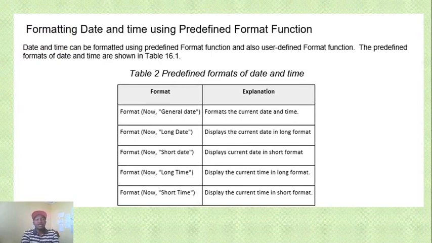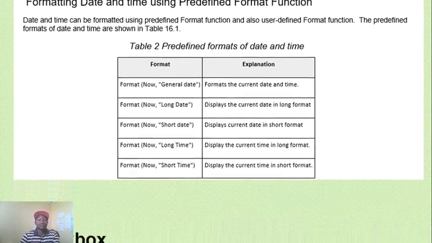Then it's also important to go through formatting dates and time using the predefined format function. Date and time can be formatted using the predefined format function as shown below, where we can have format now, comma, quotes, general. This formats the current date and time. You can also have long date, which displays the current date in long format. We have short date, we have long time, and also short time.